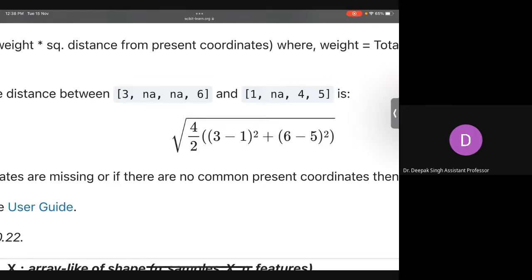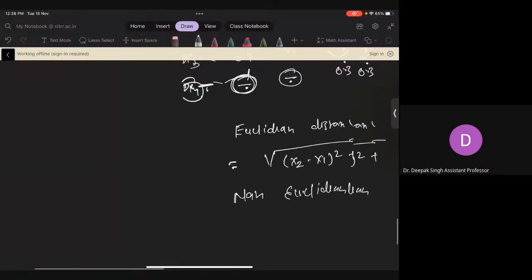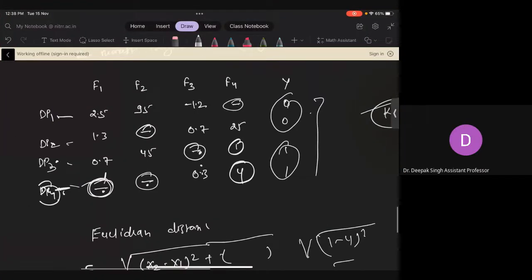So that's why total number of columns is 4, divided by number of data values present, 4 by 2, multiplied by the present square. This would be the Euclidean distance between these two data points. Okay? Now, if I come back to my case, in this case, if I apply it, what would be the solution?